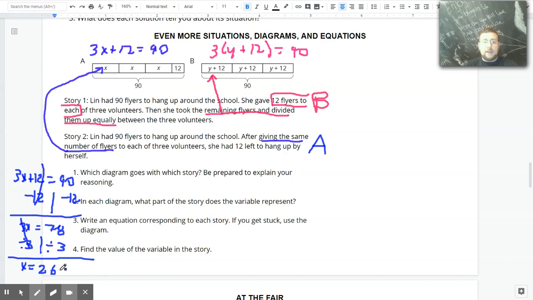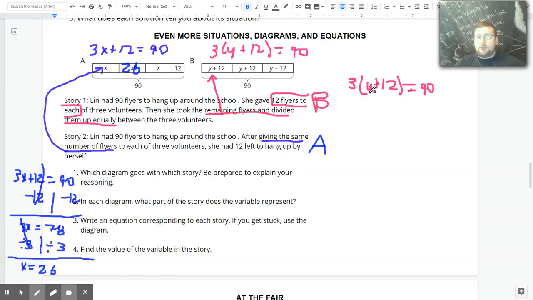Now, what does that mean? x equals 26 means that each of these boxes is 26. They got 26 flyers each, which comes up to 78, plus the 12 that she has to hang up. That is indeed 90. And you should check that work by plugging it back into the expression. But you can also check if the logic makes sense by looking at the diagram. 26 plus 26 plus 26 makes 78, plus 12 of hers, 90. That makes sense. Let's try to solve the next one too.